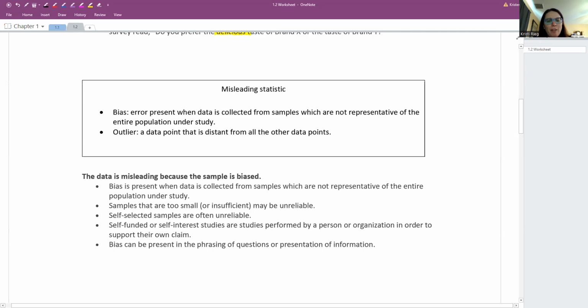But bias is definitely one because it's when the sample is not representative of the entire population. So the first category, we have the data is misleading because the sample is biased. Some things that happen here: samples are too small or insufficient. Those might be unreliable. And I want you to not make any judgments about the word small.